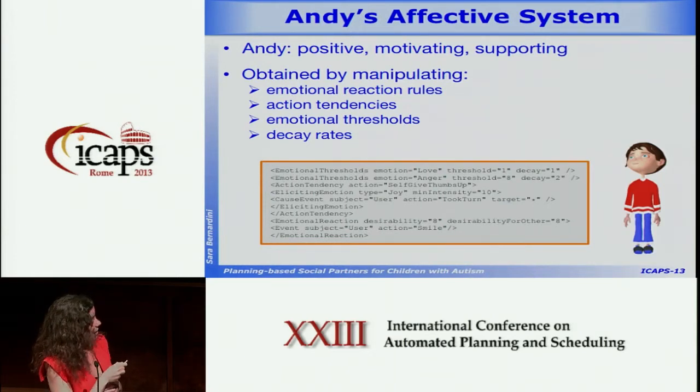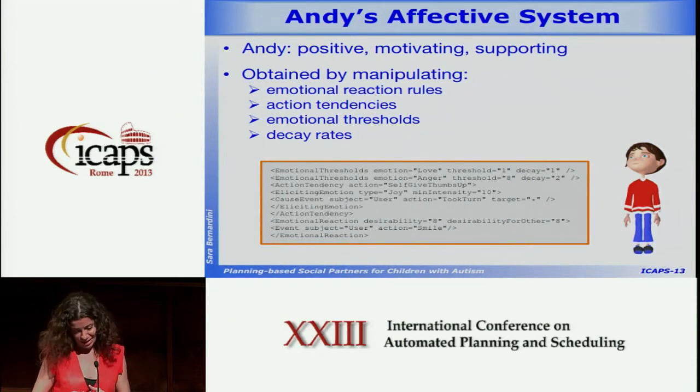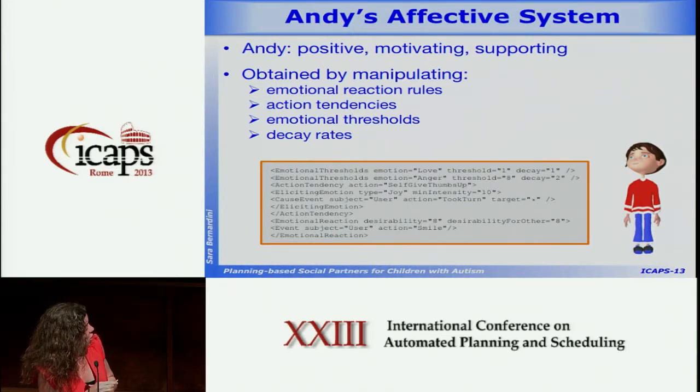So you can see here the specification looks like a bit of XML format, and here you see that the emotion love has a very low threshold and hunger has a high threshold. So of course Andy tends to be a loving character, and then in this case, for example, you can see that if the user takes the turn, this elicits joy in Andy, and so the action tendency, the reaction, is to give a thumbs up to the child.